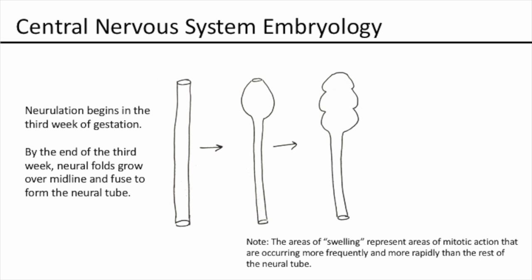On the left you see the neural tube literally looks like a tube, which then develops a swelling at one end. That end is the cranial or cephalic end, meaning that's where the head or the brain will be. The opposite side is the caudal or tail end. The part that's swelling represents an area of rapid growth or mitosis. So where the whole neural tube is growing and the cells are dividing, the portion of the swelling is where this is happening more frequently and more rapidly.